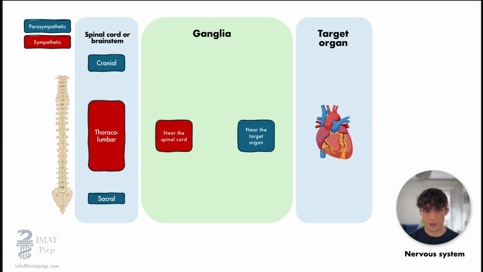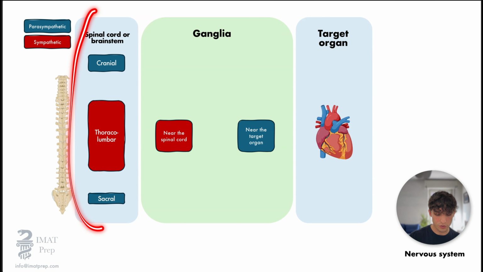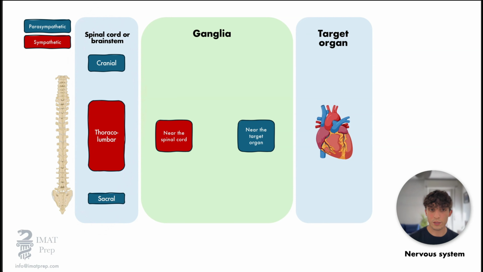Then if this is the similarity, what is the difference? Well, the difference is in the exit points of the central nervous system and also where the ganglia are found. So here we're looking at the central nervous system, so the spinal cord or the brainstem in this situation. We're looking at the ganglia and we're looking at the target organ, the heart. So remember that both sympathetic and parasympathetic systems will have two neurons, one going from the central nervous system to the ganglia and another going from the ganglia to the target organ. And this is exactly what we're going to see.